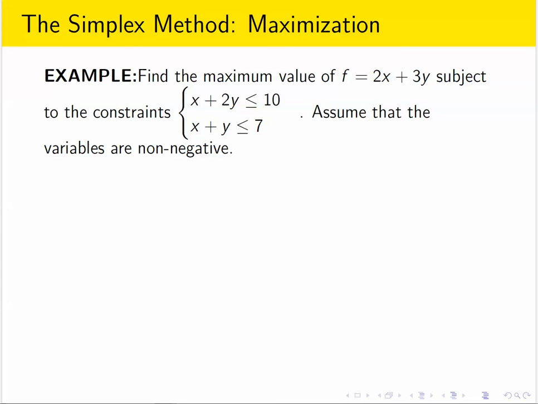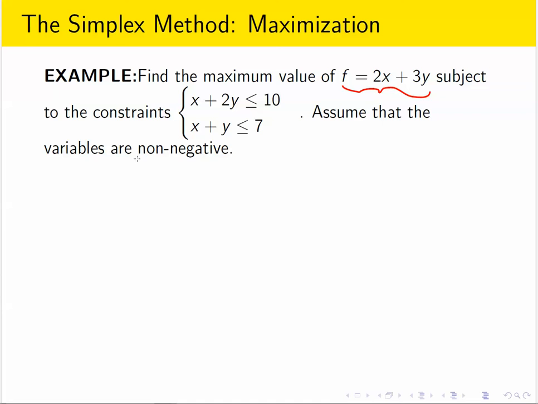In this video, we'll go through an entire example of using the simplex method to solve a standard maximization problem. This question asks us to find the maximum value of the objective function f equals 2x plus 3y, subject to these constraints. We take a look at the constraints and recognize that they have the correct form for a standard maximization problem, therefore the simplex method does apply.